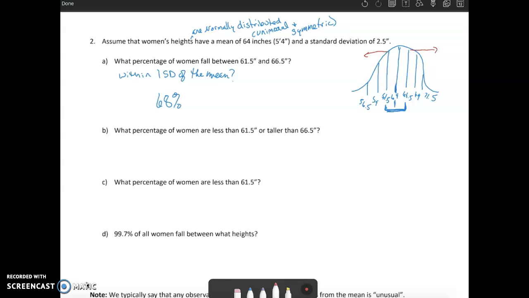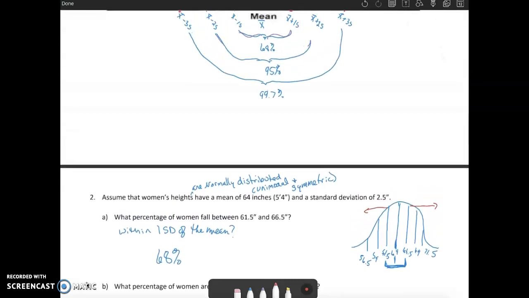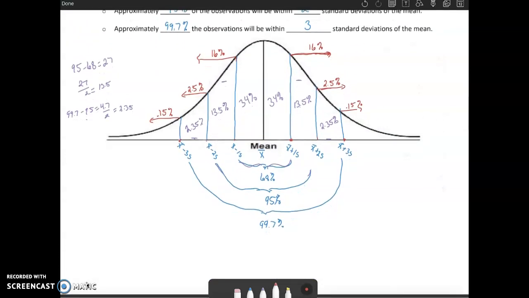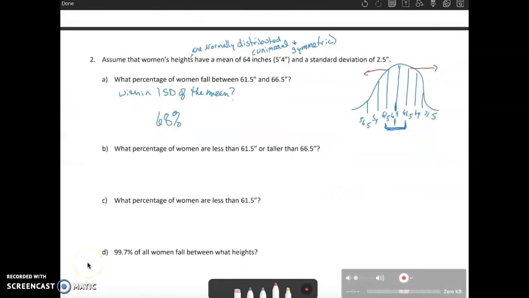So this is a real question that you could come across. And again, we showed that on this kind of master empirical rule image here, that if we go outside of that 68%, there's 16% on either side, or 32% total because it's 16% here and 16% here. What percentage of women are less than 61.5 inches tall? Well, that's just this lower area here, so that would just be 16%.